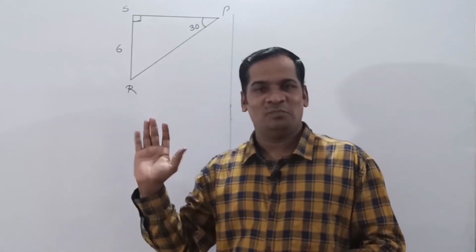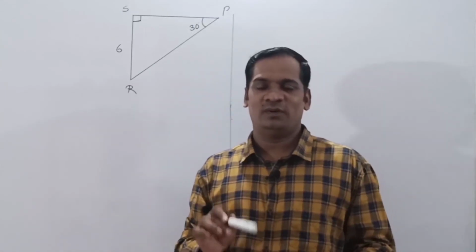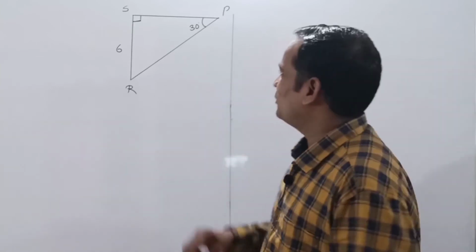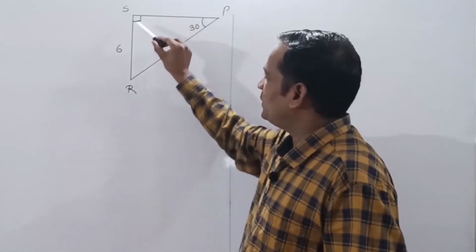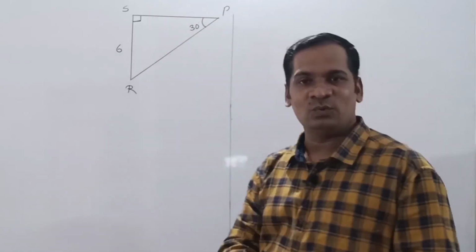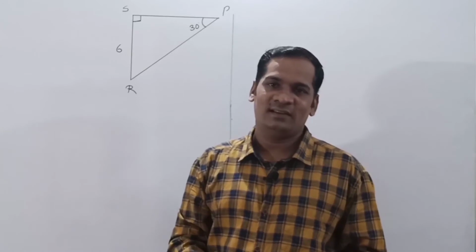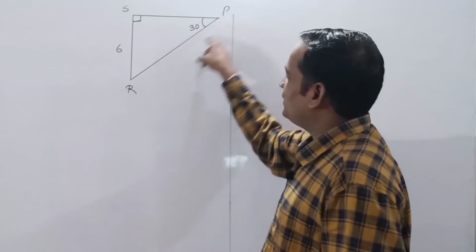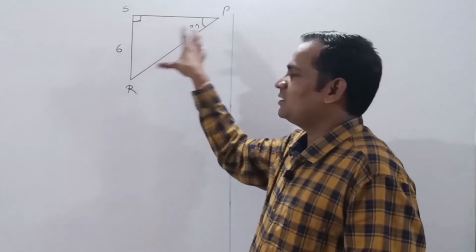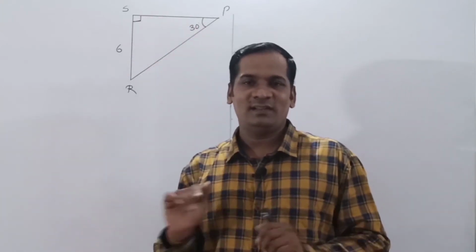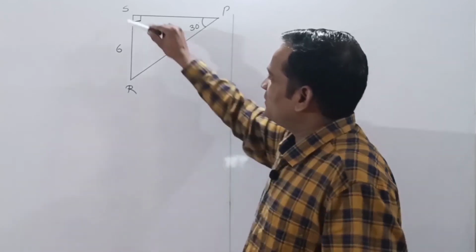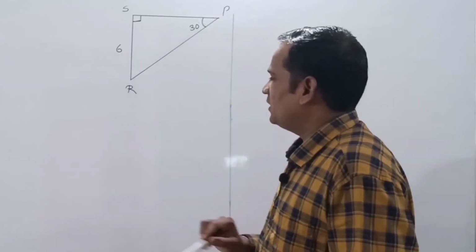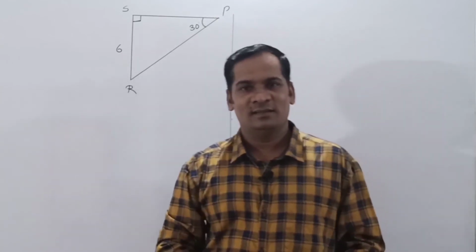This is question number 4 from practice set number 2.1. Now again one triangle is given. Look at this triangle PSR, in which angle S is equal to 90 degrees. The question is to find PS and RP by using the information given in the figure. So what information is given? SR is equal to 6. Angle P is equal to 30, and we don't know how much angle R is.